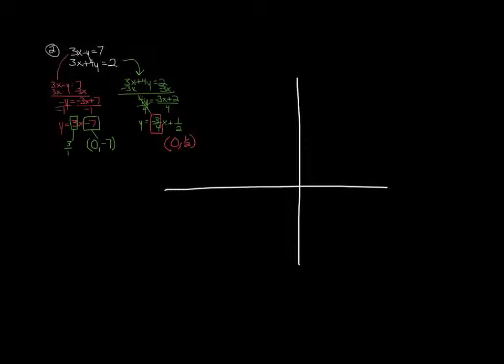Okay, so if we look at the equation on the left, let's do it in red. So 0, negative 7. So 0 on the x-axis, down 7: 3, 4, 5, 6, 7. So that's where 0, negative 7 is going to be. And then from that point to the next, we're going to go up 3 over 1. So something like that.